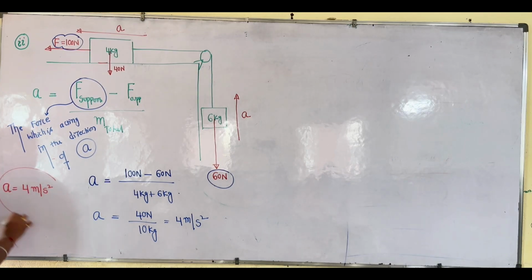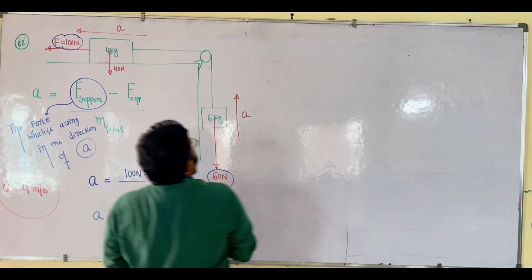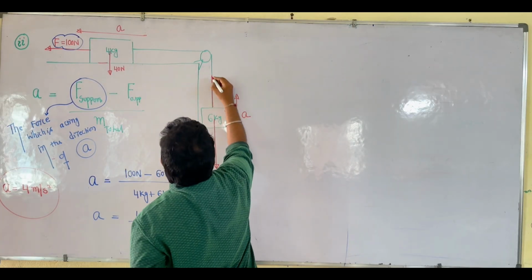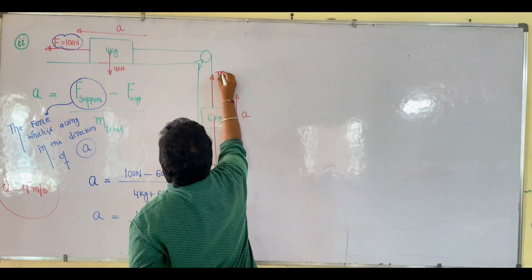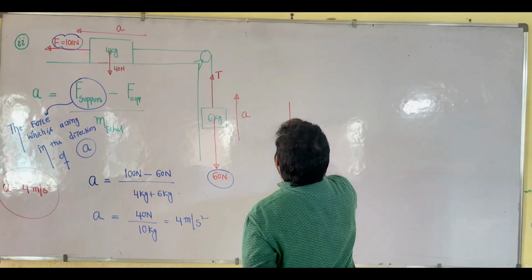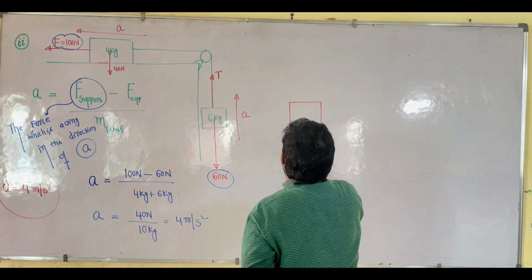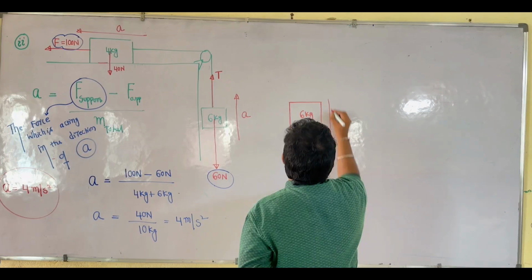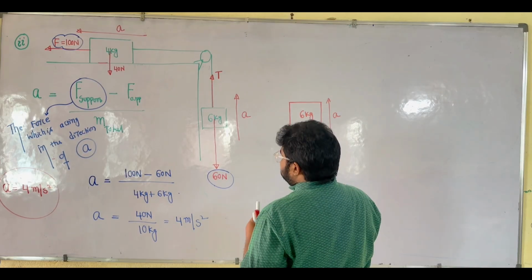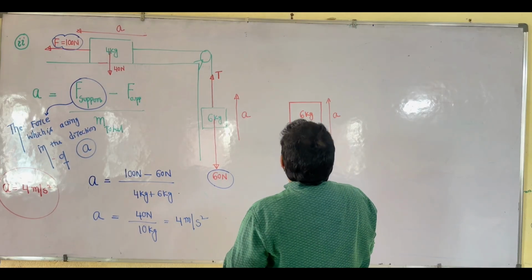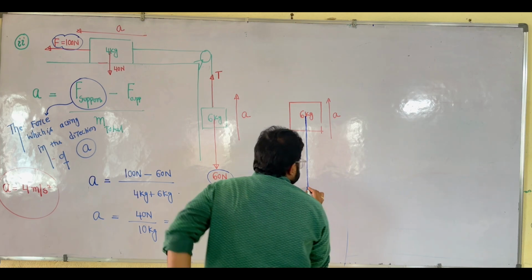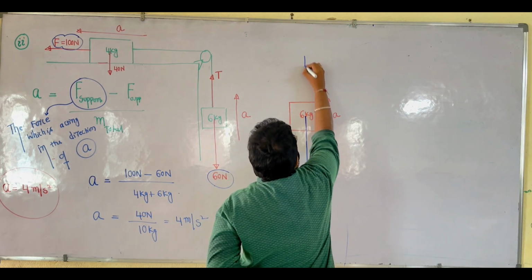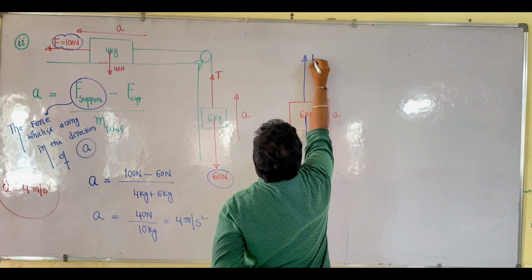So how to calculate the tension? You can draw the free body diagram for this block or that block, and you will get the same answer. Free body diagram for the 6 kg block: 60 Newton acts downward, and tension is acting upward.